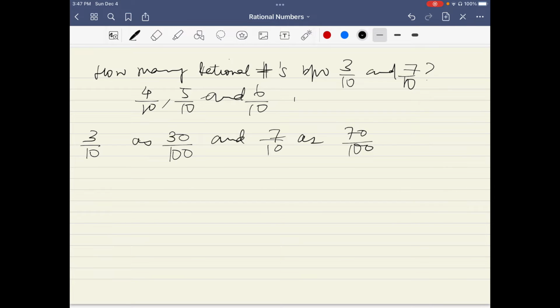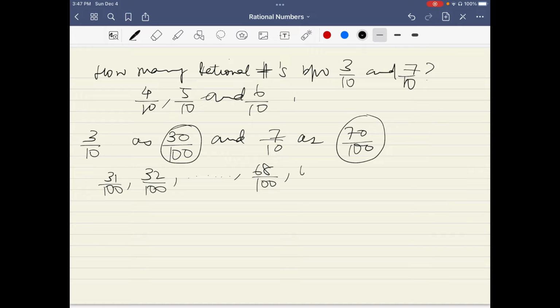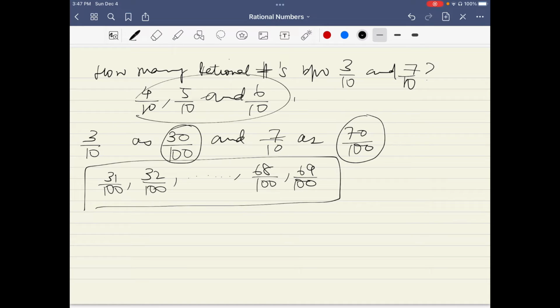Now how many rational numbers are there between 30 over 100 and 70 over 100? There's 31 over 100, there's 32 over 100, so on and so forth, 68 over 100, 69 over 100, and then there's 70 over 100, right? This is more than just 3, right? That's 39 rational numbers between 30 over 100 and 70 over 100, which means those are 39 rational numbers between 3 over 10 and 7 over 10 when written as 30 over 100 and 70 over 100.